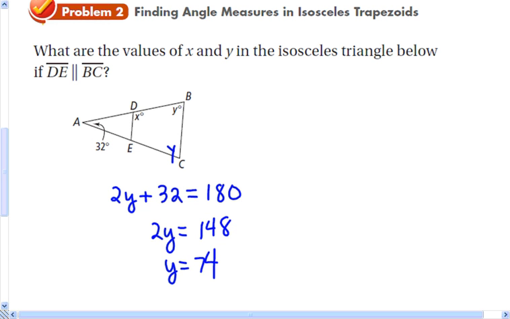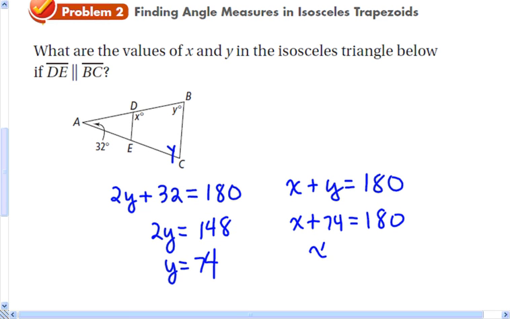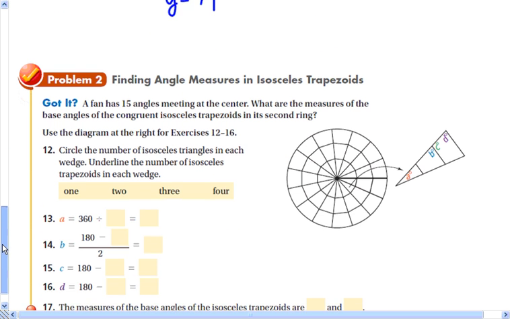And then we can say that x plus y is equal to 180, and that's by same side interior angle theorem. And we know that y is 74, so x plus 74 is equal to 180. And if we subtract 74 from both sides, we get x is equal to 106. Go ahead and try the next one. Check back for the answers.